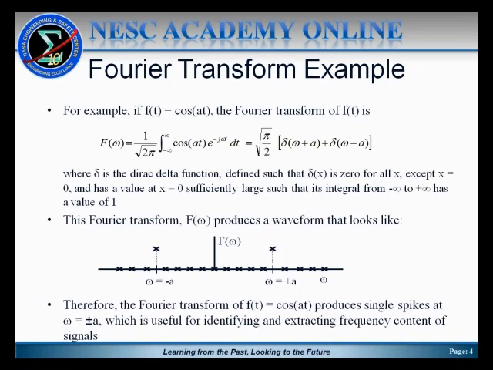So for instance, in general in the real world, f of t would be some waveform whose content is unknown. And by computing a Fourier transform, you can then extract out the Fourier transform that would show little spikes every place where you have a particular periodic or sinusoidal frequency content.